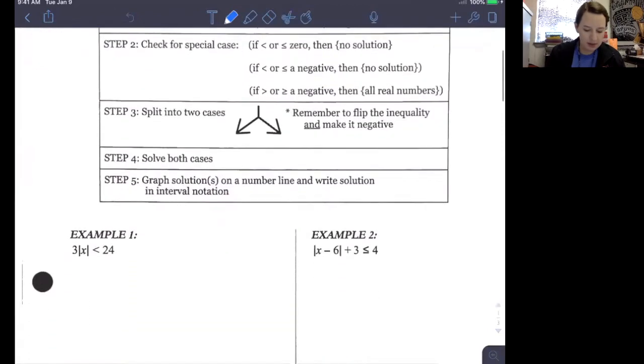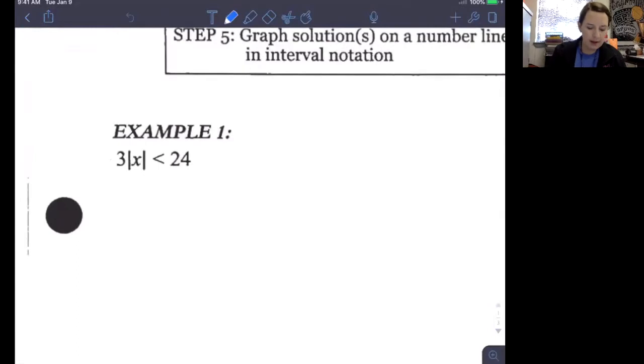The first step says we want to isolate the absolute value and everything in it. So here's my absolute value. I need to get rid of that 3. I need to send it to the other side by dividing. So we have absolute value of x is less than 8.